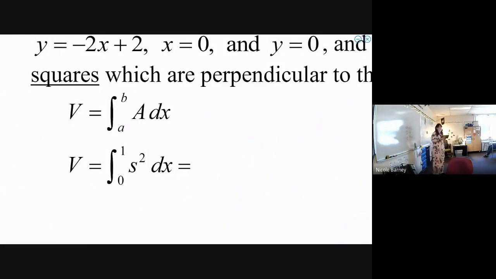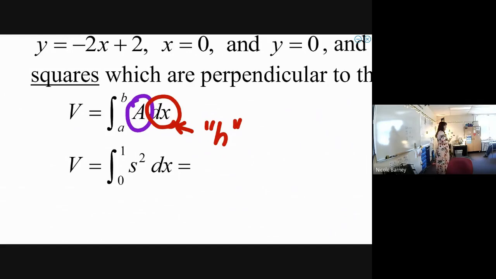This is the integration formula for any volume with known cross sections. You take the area of the base, so if you're doing squares, it would be the area of the square. A is area, of the two-dimensional shape, yes. Because the dx is changing from A to B, the height, right? That gives us the volume.